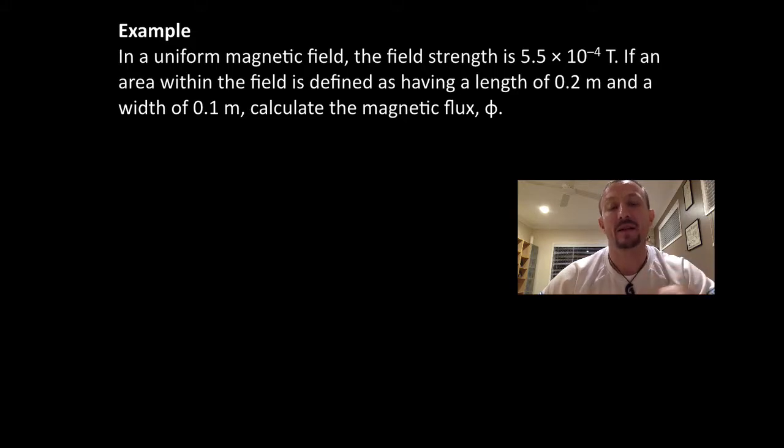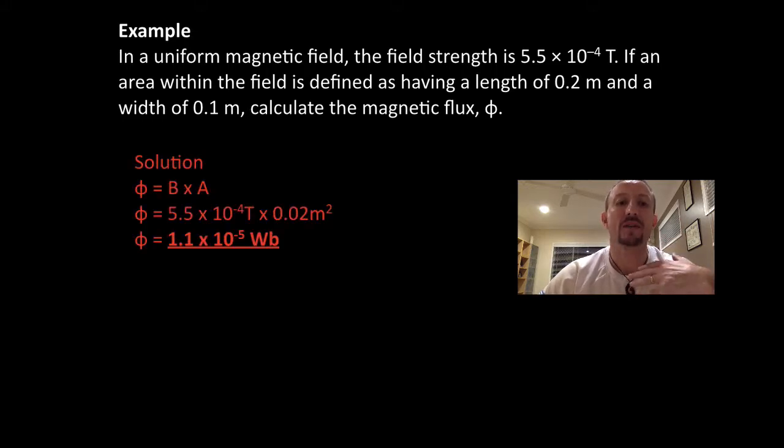Well, we know that magnetic flux psi equals B times the area. Now the area is length times width. So we use our formula, psi equals B times A. We know that our area will be 0.2 times 0.1, so our area is going to be 0.02 meters squared. We know that our field strength is 5.5 times 10 to the negative 4 Tesla, so it's 5.5 times 10 to the negative 4 Tesla, our field strength, times the area, 0.02 meters squared. That gives us our magnetic flux of 1.1 times 10 to the negative 5 Webers.